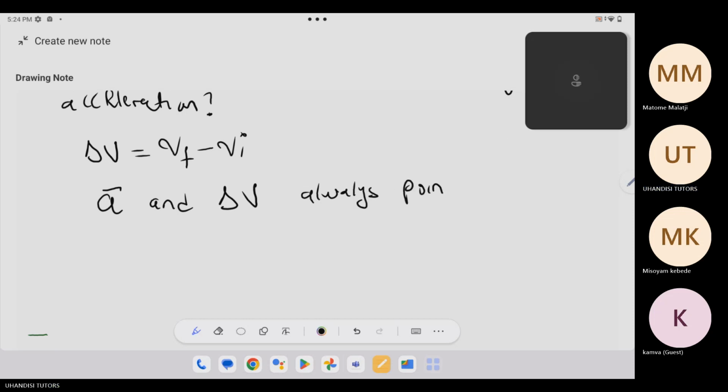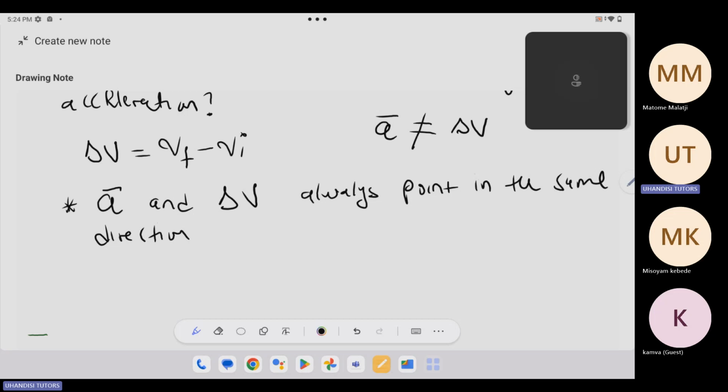Always point in the same direction. They always point in the same direction, but it does not necessarily mean that they have the same magnitude. The magnitude of the acceleration vector is not equal to the magnitude of the change in the velocity vector, but they always point in the same direction. Now, in order to determine the direction of the acceleration, you use the change in v. So you need to draw a motion diagram in order to determine the direction of the acceleration.